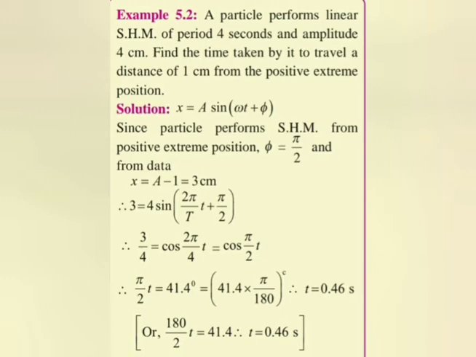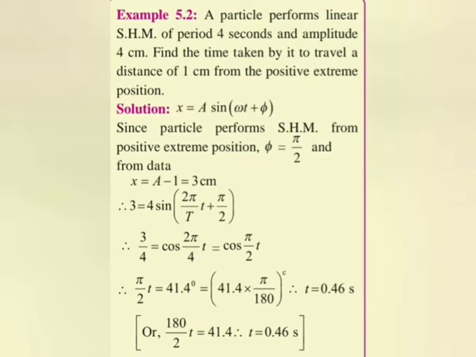It means the total displacement is 4, and from the 4 we have to reduce the 1 centimeter. So the displacement is equal to amplitude minus 1. It means here we have total displacement 4, and from the 4 we have to minus 1, because we want the time taken to travel 1 centimeter away from the extreme position. So extreme position 4 minus 1, that is 3 centimeter. So the particle has traveled 3 centimeter, and we have to find out the time taken here.